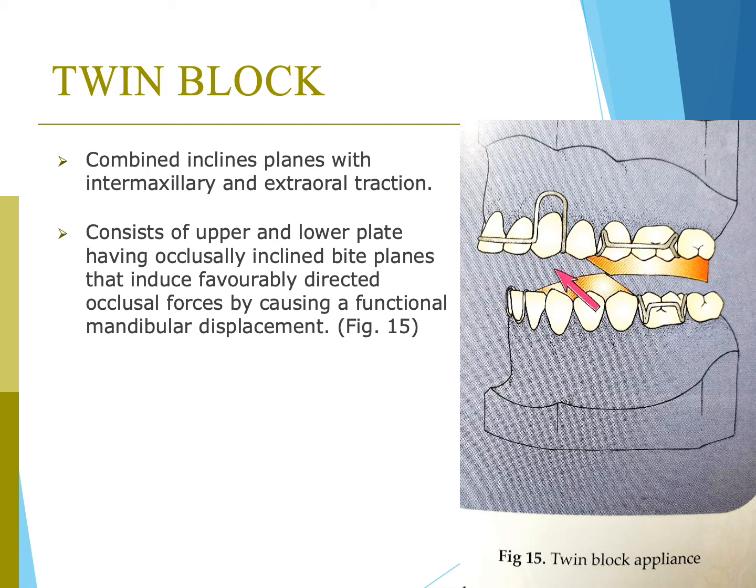The twin block combines inclined planes with intermaxillary and extraoral traction. The appliance consists of an upper and a lower plate having occlusally inclined bite planes that induce favorably directed occlusal force by causing a functional mandibular displacement.